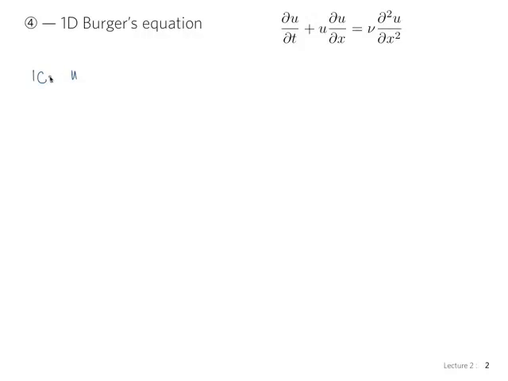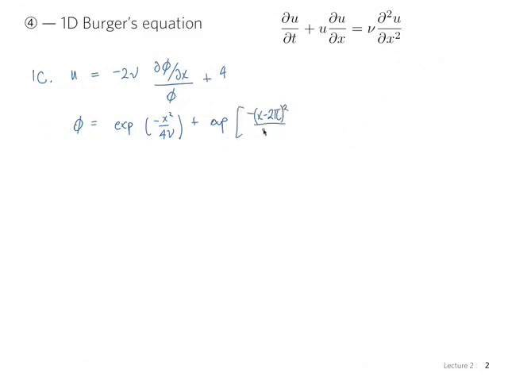The initial condition was u is equal to minus 2 nu. And here's a kind of auxiliary function phi that we're going to use. And we have d phi dx at the top, phi in the denominator, plus 4. And this phi is equal to two exponentials, exponential of minus x squared over 4 nu plus the exponential of minus (x minus 2 pi) squared over 4 nu.